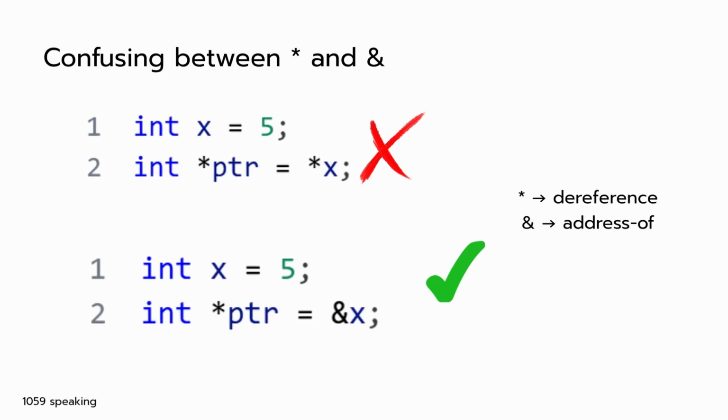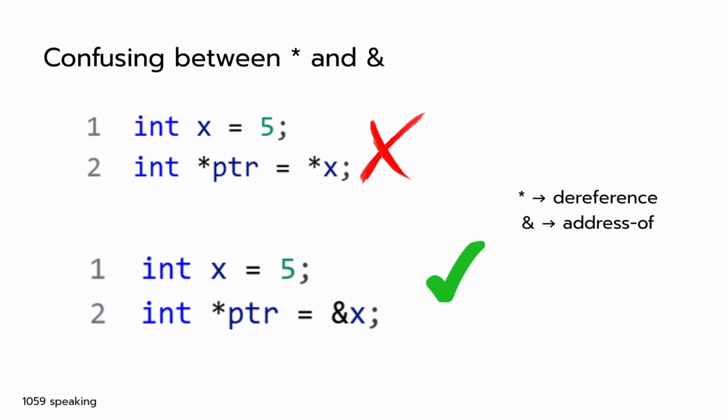The next common mistake is confusing the asterisk and ampersand operators. Look at the wrong example. This line tries to assign the value of x to the pointer, but x is just an integer, not an address. That's why this causes an error.